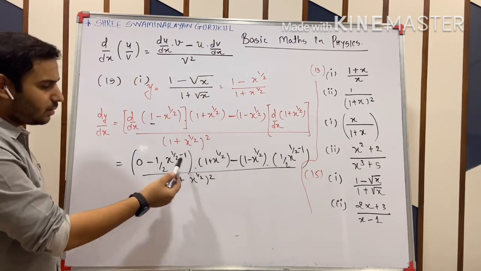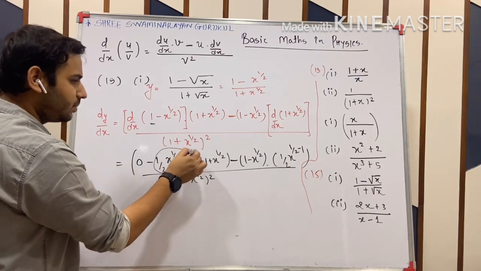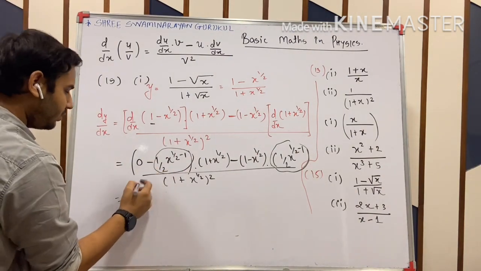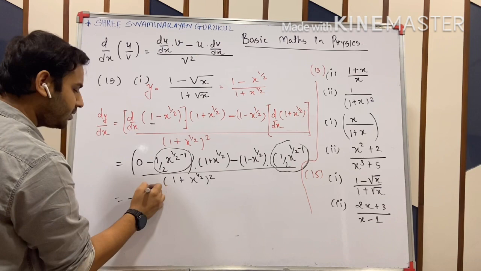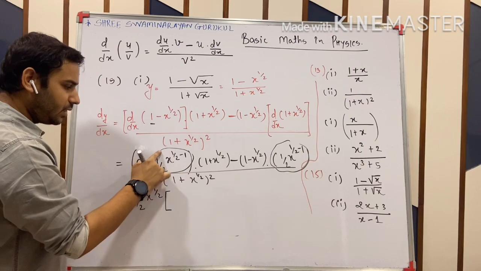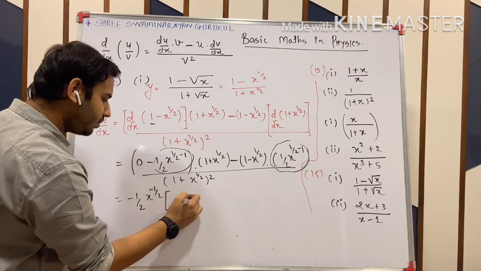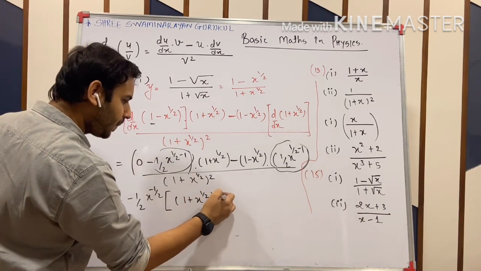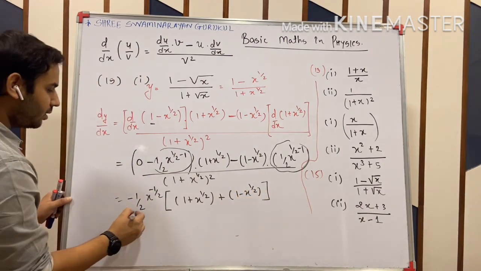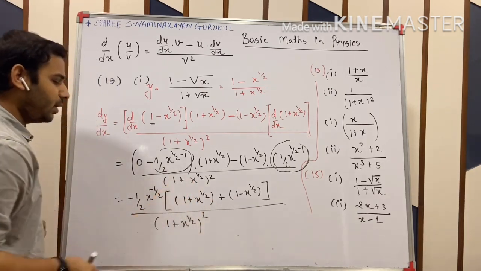Minus 1 by 2 x raised to 1 by 2 minus 1 is x raised to minus 1 by 2, right? You can take this term common in both terms. Negative is there, so minus 1 by 2 x raised to minus 1 by 2. 1 by 2 minus 1 is minus 1 by 2. Then I have taken this negative sign common, so inside it will become plus: (1 plus x raised to 1 by 2) plus (1 minus x raised to 1 by 2). Okay, and whole upon (1 plus x raised to 1 by 2) square.